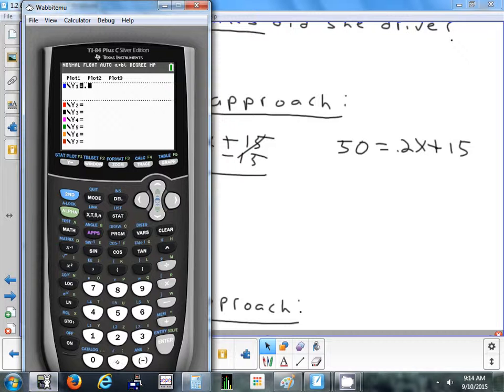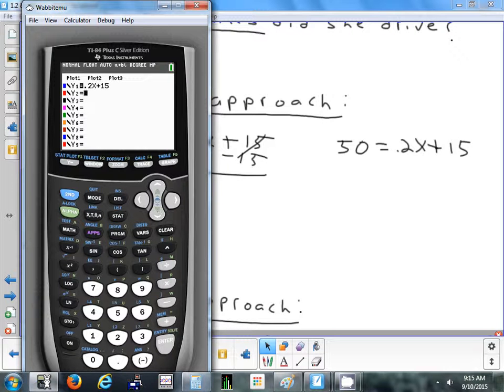All right, so 0.2. The x button is right below mode. If you decide to pick a different variable in your problem, when you graph it on the calculator, you have to use x. Always have to use x. Plus 15. Okay, so that's the equation of the line that represents our cost.